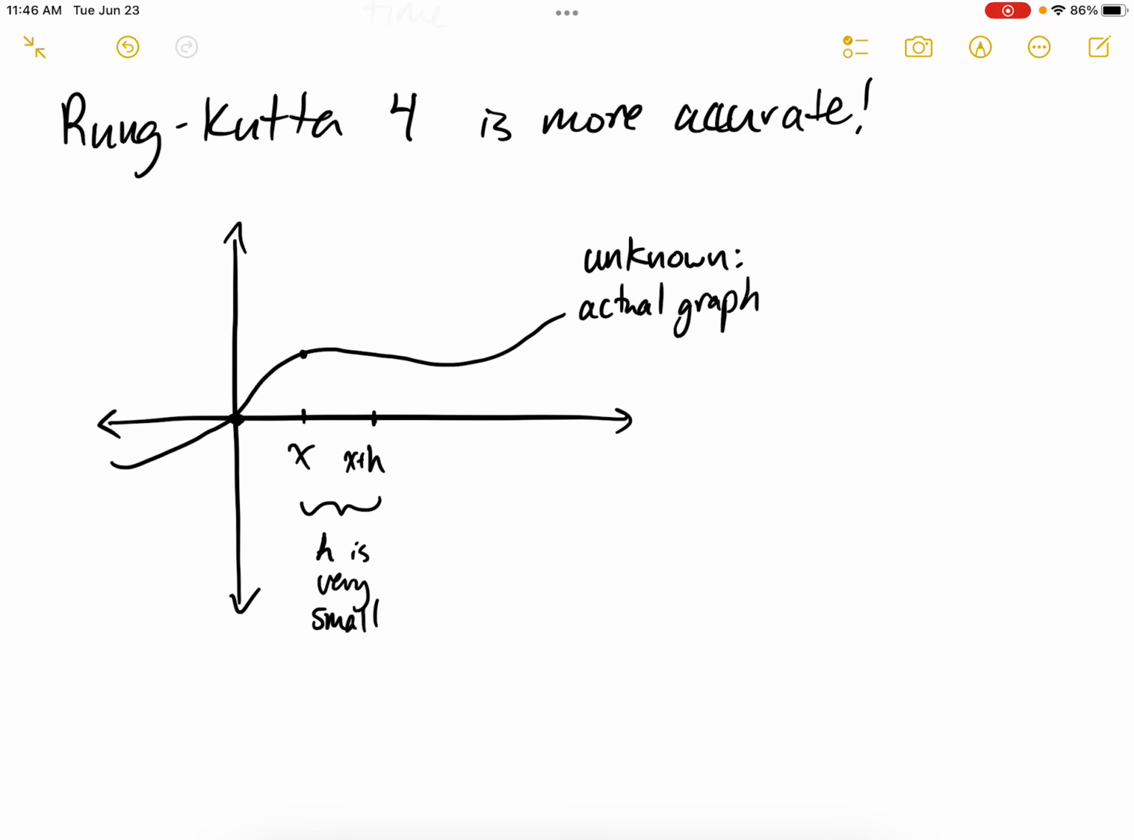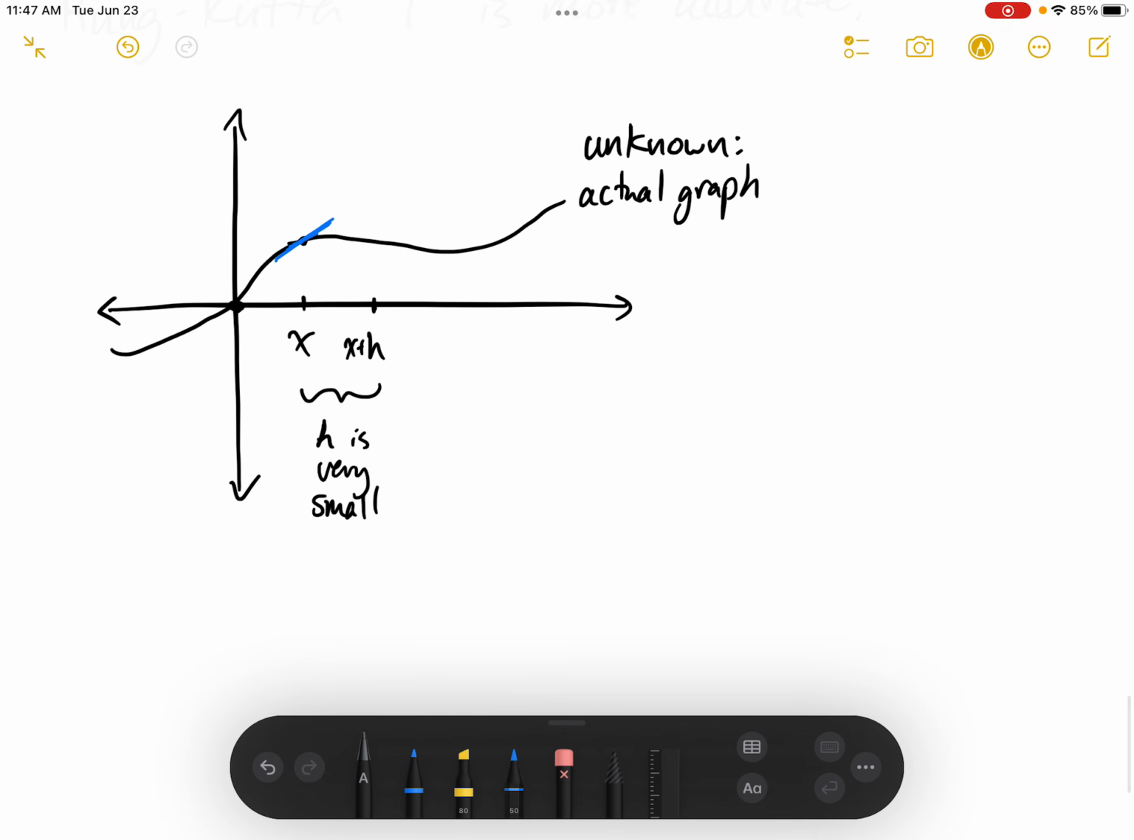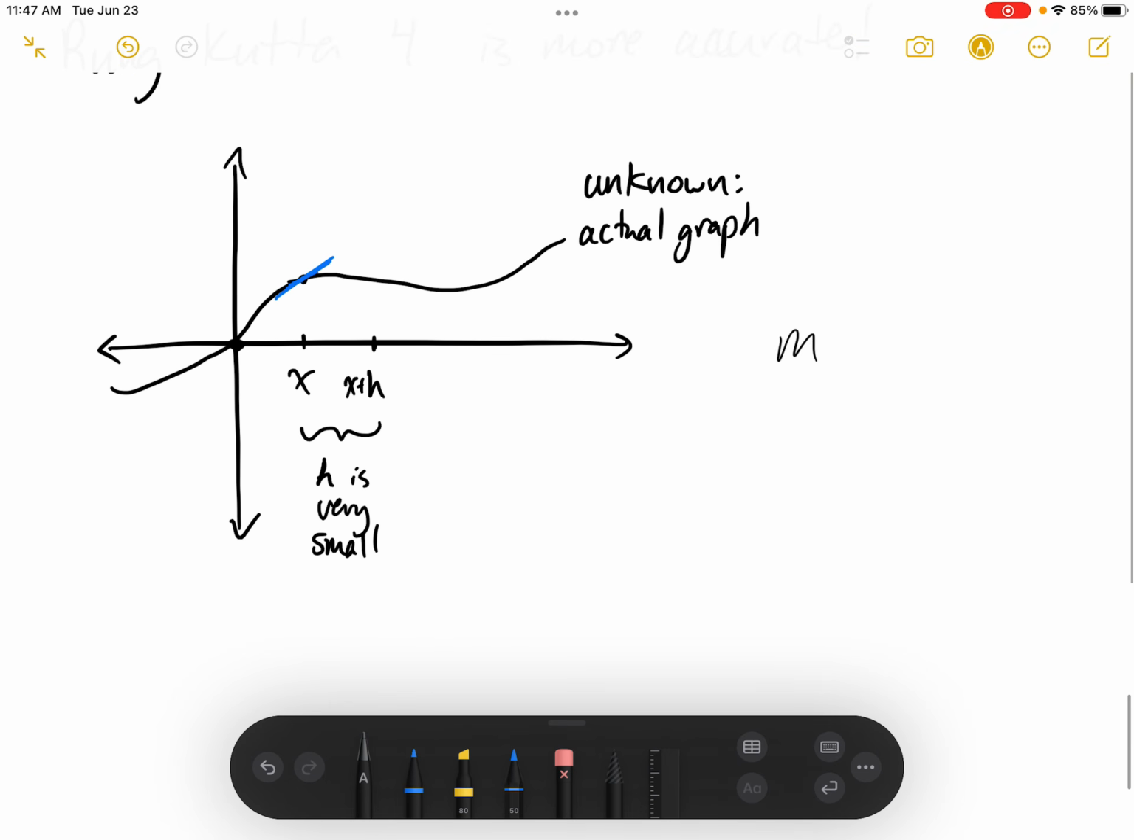So here we know the slope. Assume again that given this initial condition at x, we know the slope at x, which I'm going to approximate by this little blue line here. And let's extend that out. That is our first slope that we're working with. So let's call it m, just for simplicity. Let's say that we know m1.